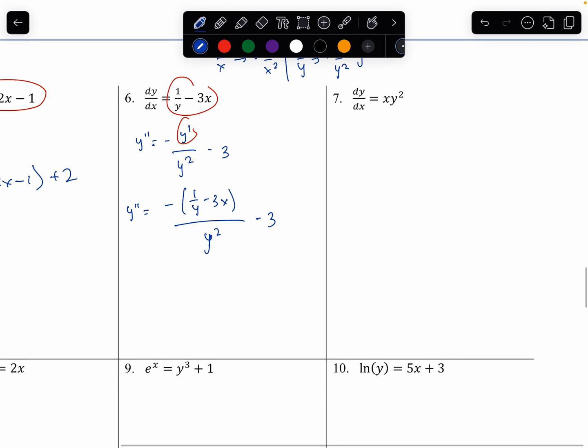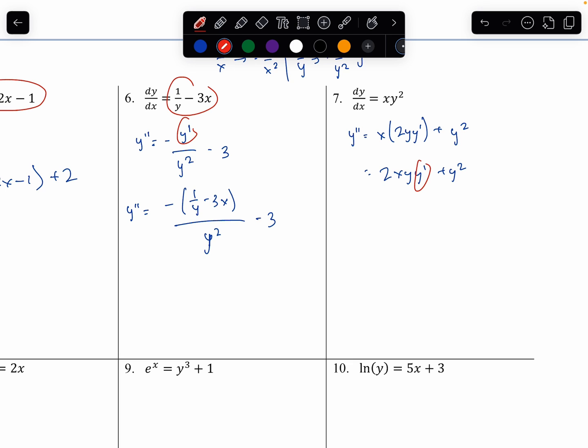For 7, we'll have to use the product rule. So for y double prime, that's going to be equal to the first times the derivative of y squared, which is going to be 2y y prime, plus the derivative of x, which is 1, times y squared. Just cleaning it up a little bit, that's going to be 2xy y prime plus y squared. And then the y prime, I'm going to substitute with what we have there. So that's going to be equal to 2xy times xy squared plus y squared. And then even cleaning this up, that's going to be equal to 2x squared y to the third plus y squared. And there you go.